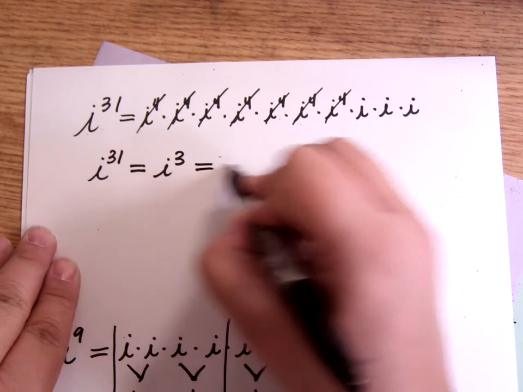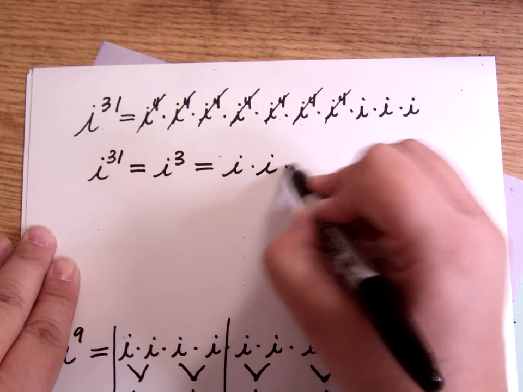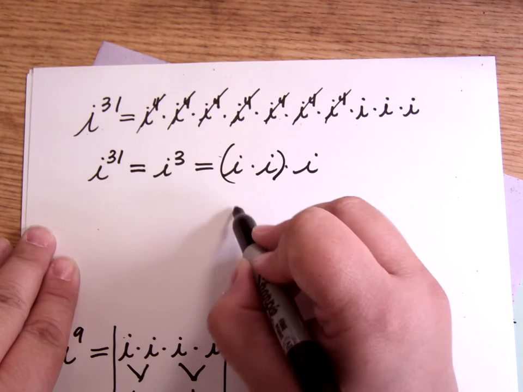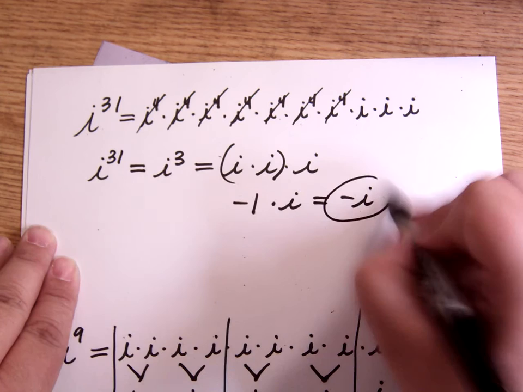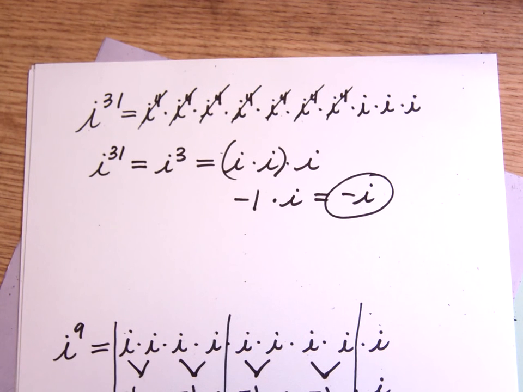And we can figure that out. i to the 3rd is i times i times i. These two make i squared, which is -1. And so my answer is -i. We can use this to break down any power of i the following way.